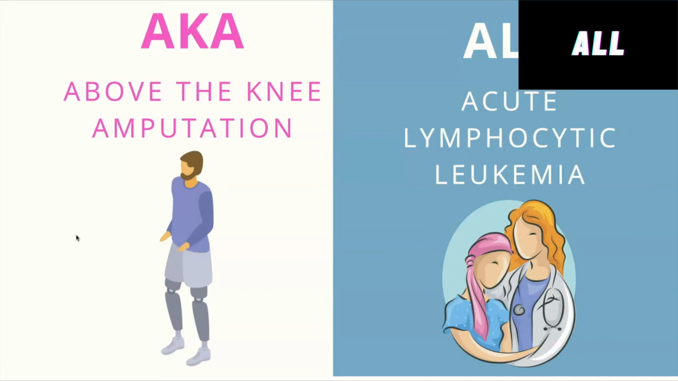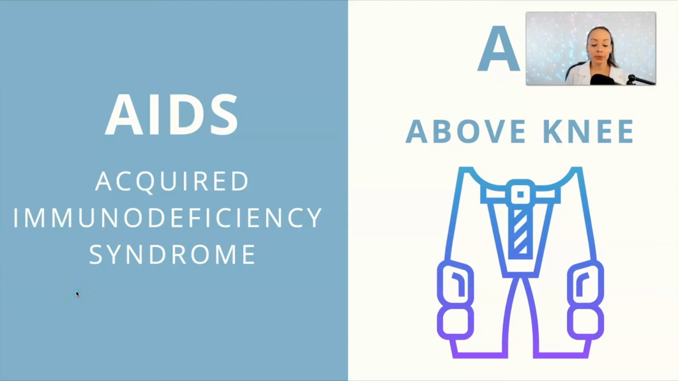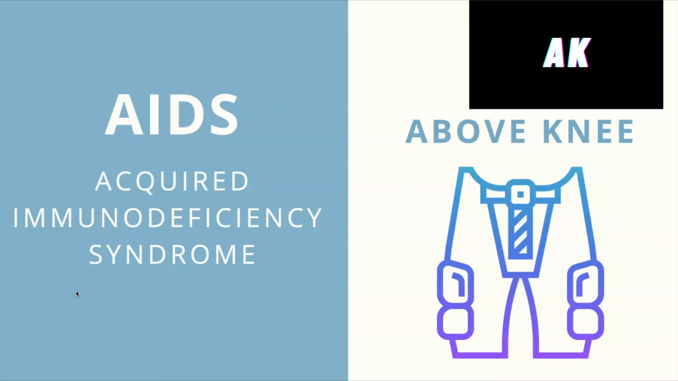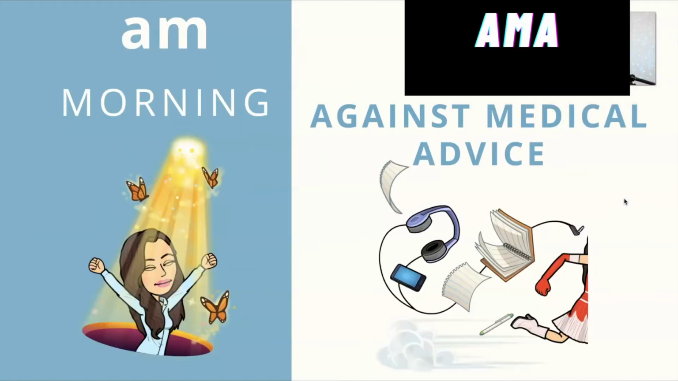ALL is acute lymphocytic leukemia, and it's the most common kind of childhood cancer. AIDS is acquired immunodeficiency syndrome. AK is above the knee or above knee. AM is morning. AMA is against medical advice.